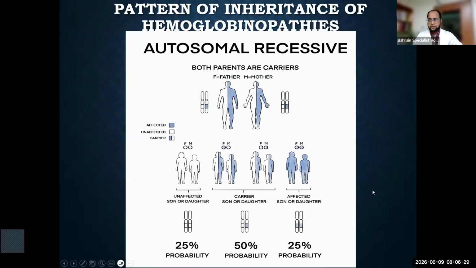The pattern of inheritance of hemoglobinopathies is autosomal recessive. So in this kind of inheritance, we know if both the mother and father are carriers, the chances of the newborn to get the disease is 25%, and the chances of the newborn being carrier is 50%, and the chances of the newborn being unaffected is 25%.